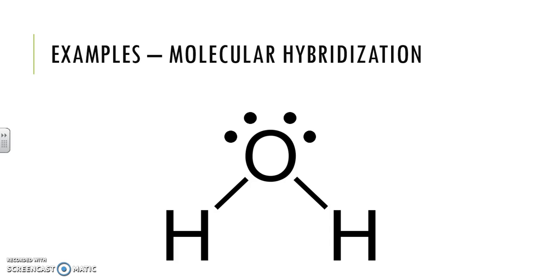And what about water? Water has 2 lone pairs. Each one counts as an area of electron density. 2 bonds, 2 more areas of density. 4 areas of density total. That's sp3 hybridization.